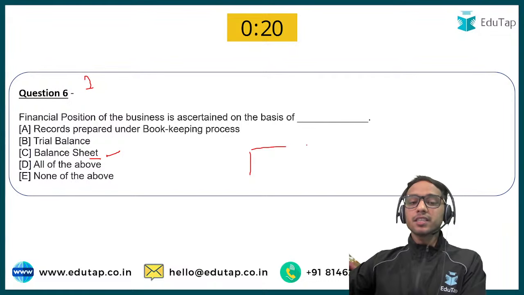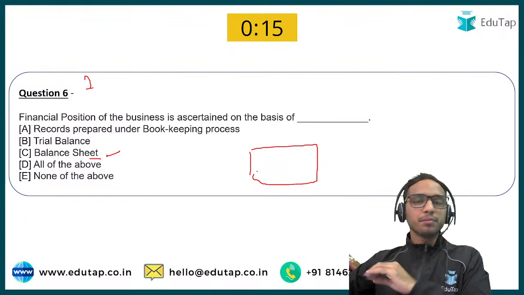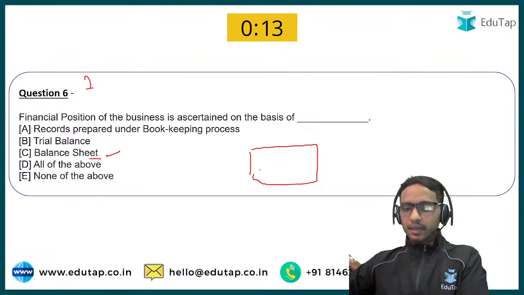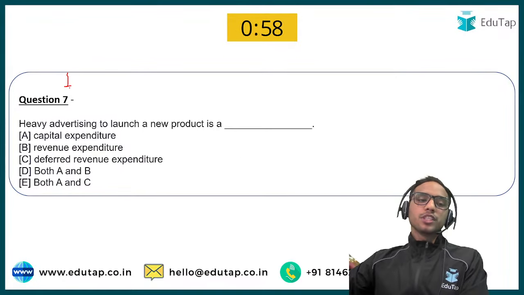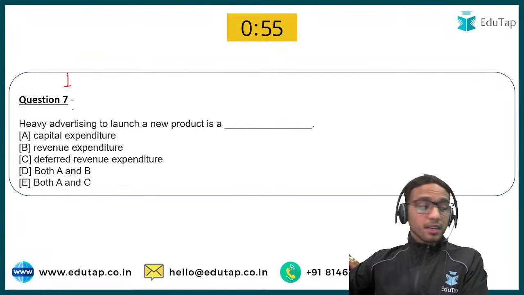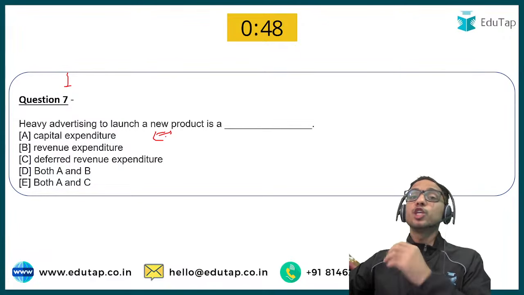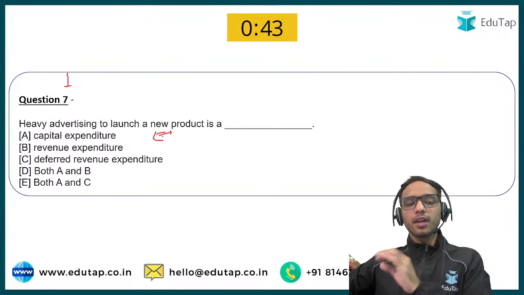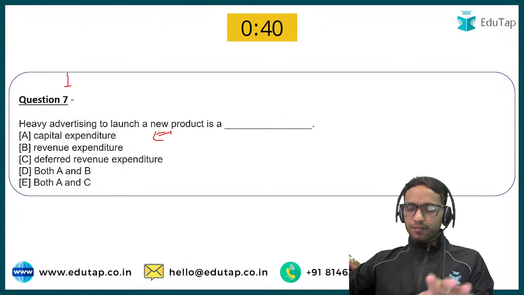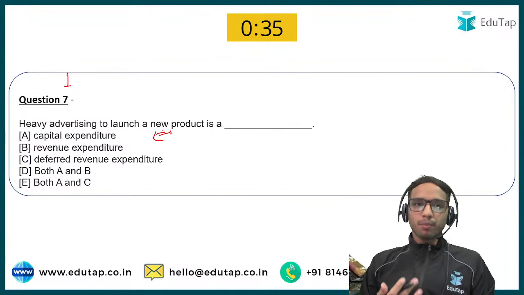So basically the balance sheet is going to provide you the financial position of the business at a particular point of time. That is, it gives you the assets and liabilities, right? Okay, that's very nice. Let's move to the 7th question of the day. Important question it is. Heavy advertising to launch a new product is a dash. Is it a capital expenditure, revenue expenditure, deferred revenue expenditure, both A and B, or both A and C? So we know what is capital expenditure. I have given a shortcut about that as well. Whatever is going to, in the shortcut, you can remember it like this.